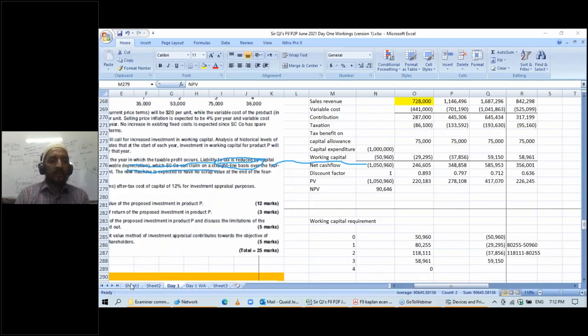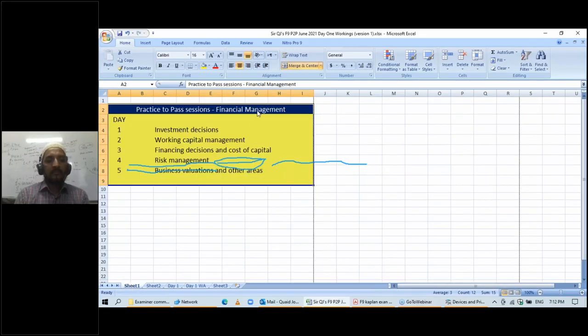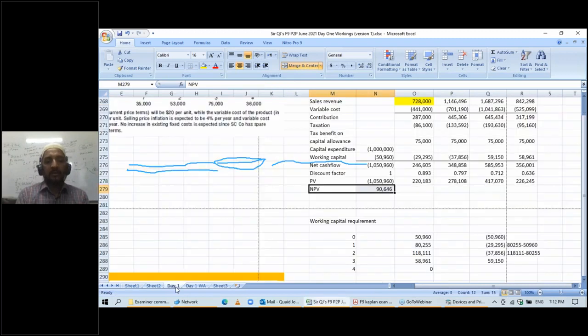Okay, today's topic schedule, I'll show you the bifurcation of our workshop. Investment decision on day 1, working capital management day 2, financing decision and cost of capital day 3, risk management day 4, and business valuation and other areas day 5. So this will be the breakup. Moving back to today's sheet.